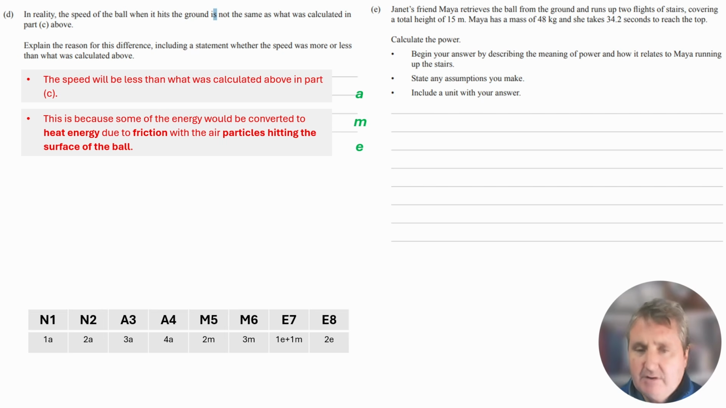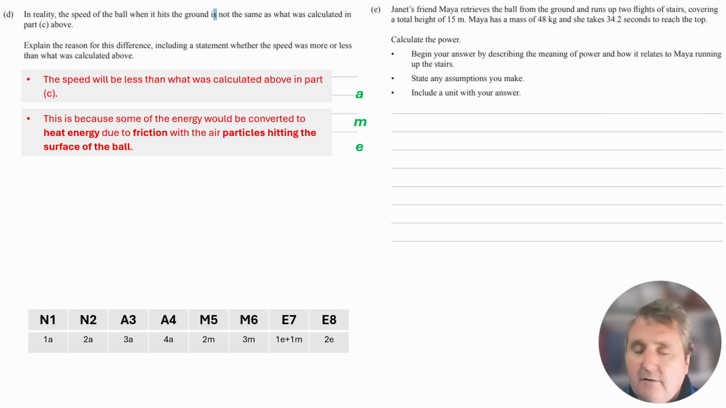Okay, C. Janet's friend Maya retrieves a ball from the ground and runs up 2 flights of stairs covering a total height of 15 meters. Maya has a mass of 48 kilograms and she takes 34.2 seconds to reach the top. Calculate the power. Begin your answer by describing the meaning of power and how it relates to Maya running up the stairs. Stating the assumptions you made, include a unit with your answer.